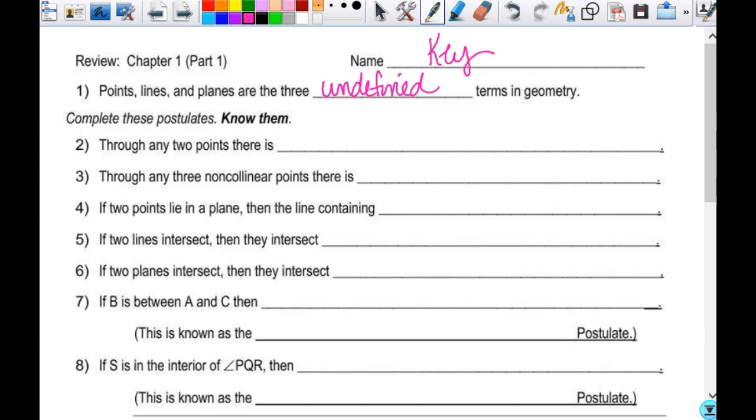Okay, so we're going to complete these postulates and we have to know them. All right, so it says through any 2 points there is exactly one line. That word exactly is important. And through any 3 non-collinear points, there is exactly one plane.